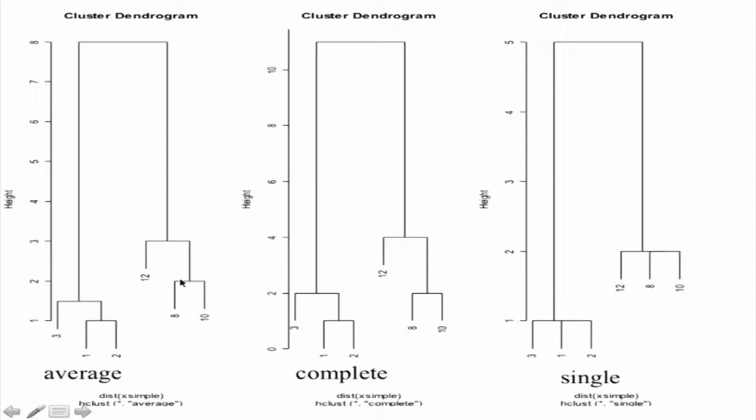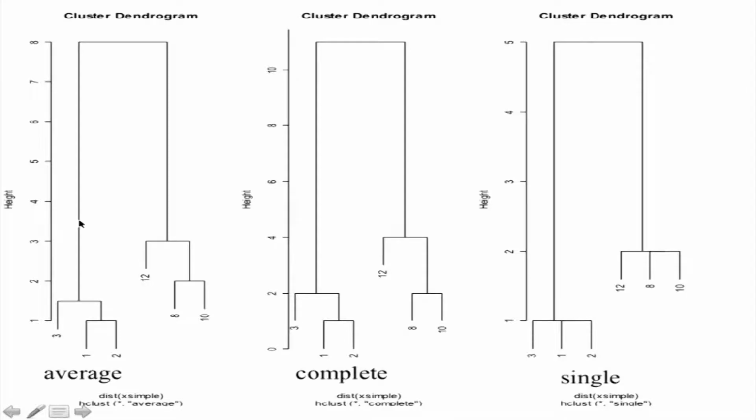Now, the tricky thing is to decide how far are the numbers 1 and 2, this cluster, how far is it away from the number 3? Well, the average distance is 1.5. And there it is. Now, if you ask what is the distance between the numbers 1, 2, and 3 versus the cluster comprised of 8, 10, and 12, that distance will be 8. And that's why these clusters merge there.